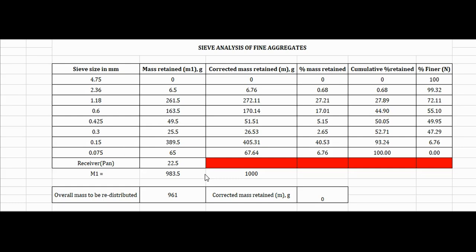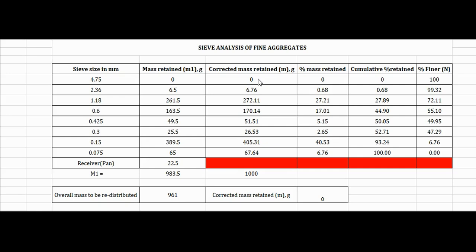Now, where does this 39 grams come into the picture? If you look into the tabular column, there is 22.5 grams of sample which has been retained on the pan, and there is 16.5 grams of soil which has been lost due to dust. So, this 16.5 plus 22.5 grams indicates 39 grams. Therefore, if you look at this particular tabular column, the overall mass to be redistributed is 961, that is 1000 minus 39 grams.